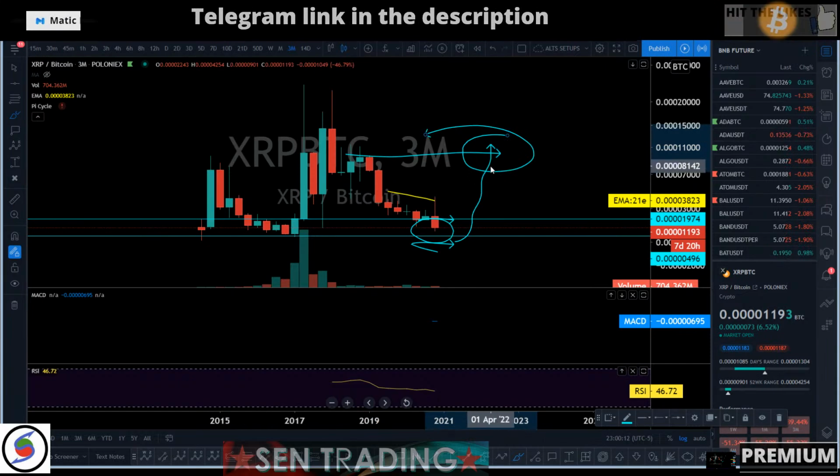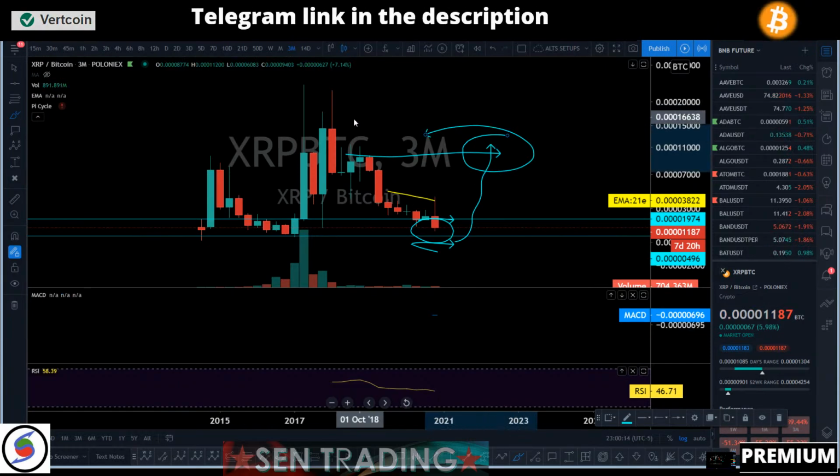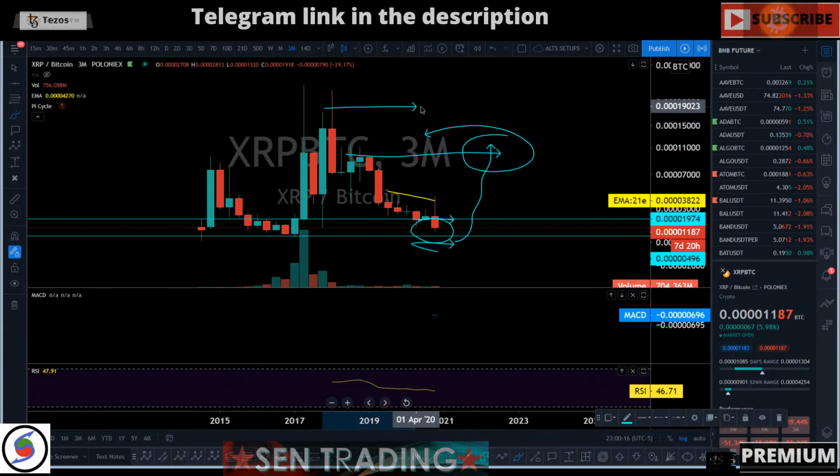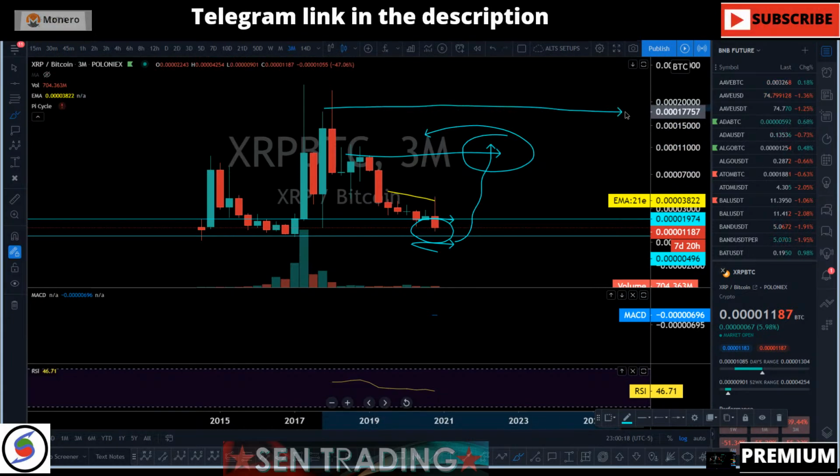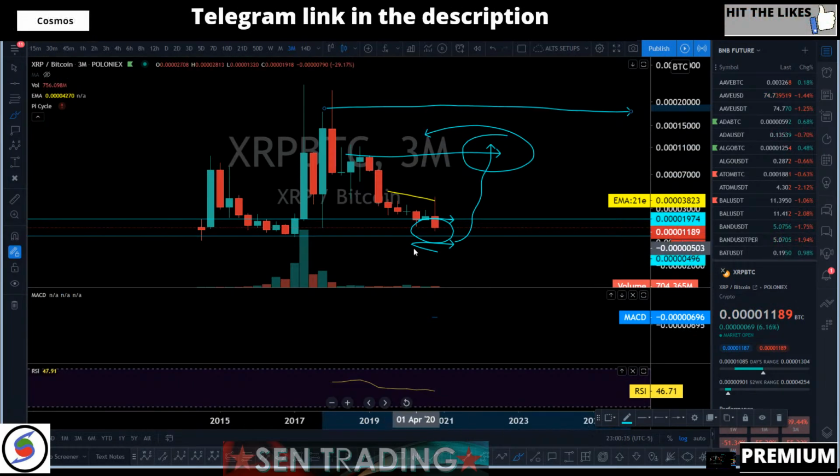And can it go higher? Yes, it can go all the way up to like 18,000 sats, but you have to take profits at 10,000. That's like a 10x move within the next few quarters. Can it be one candle? Yes. So I said it, guys. I told you back in May, so you can go back and check it out.